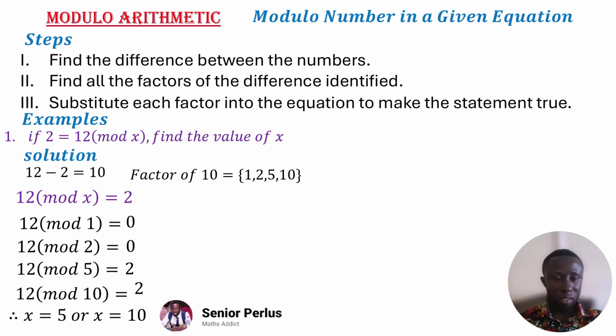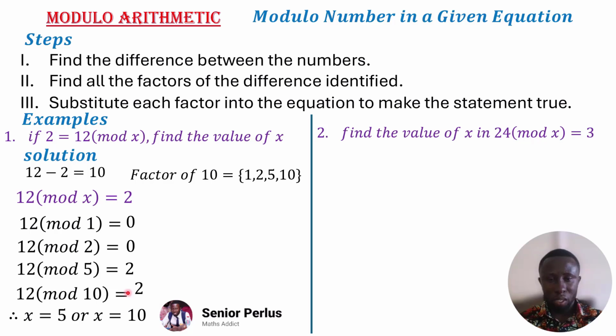Why? Because 12 mod 5 we had 2, and 12 mod 10 we had 2. So S is 5 or 10. So if S is 5, then you have 2. So 12 mod 10 is 2, or 12 mod 5 is 2. So that's the answer for this.